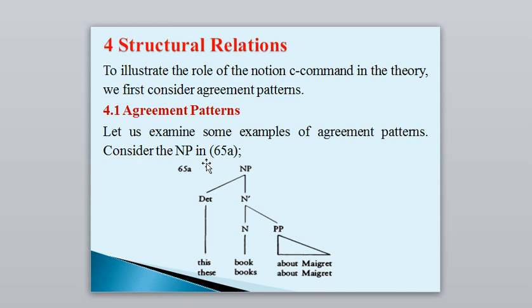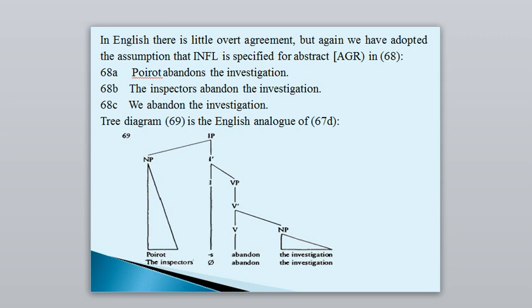To illustrate the role of the notion C command in the theory, we first consider agreement patterns. We want to talk about the relation C command. What is C command? First, we want to talk about the agreement pattern. Let us examine some examples. Consider this book about Margaret, or these books about Margaret. You see here there is agreement between the determiner, this, and the noun book, and these books. So there is an agreement pattern in English and in other languages. In English, there is little overt agreement, but we have adopted the assumption that inflection is specified for abstract agreement. So, as you know, we put agreement below inflection.